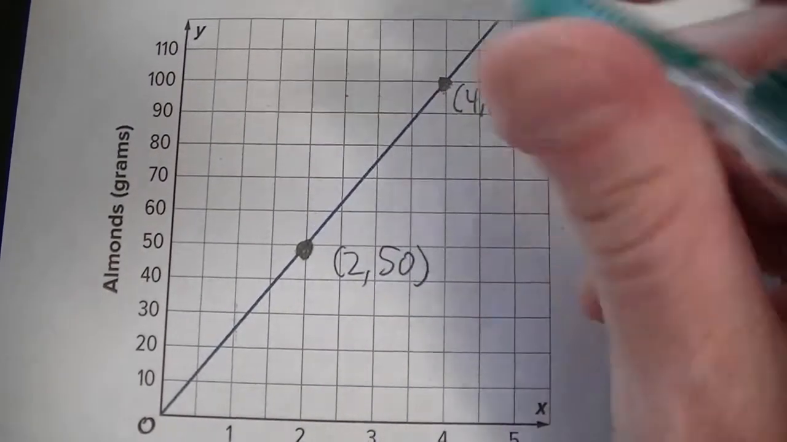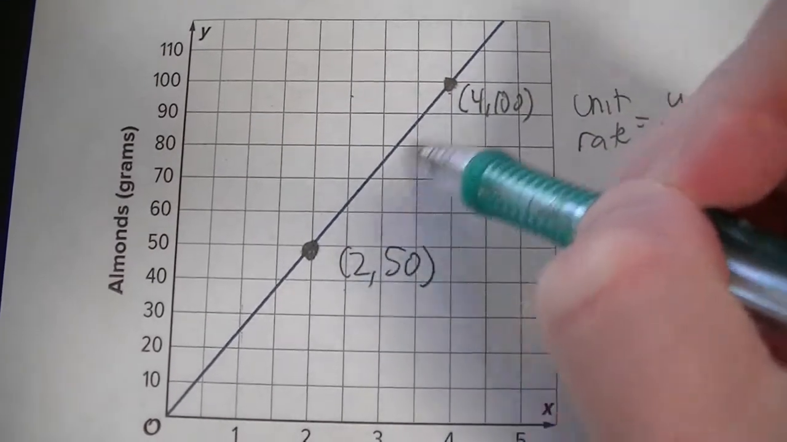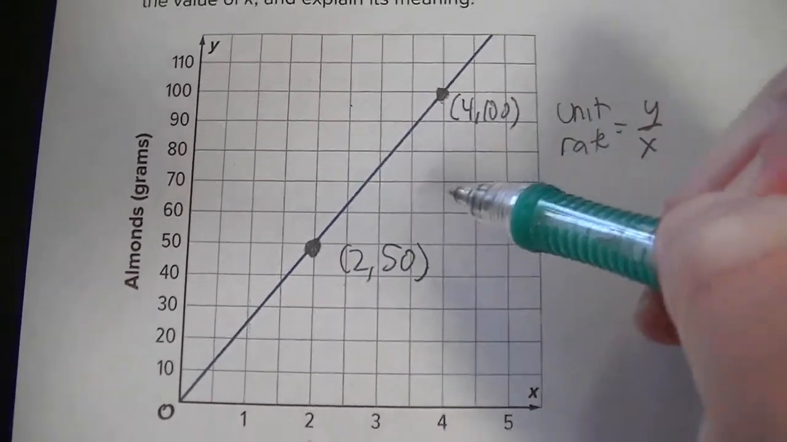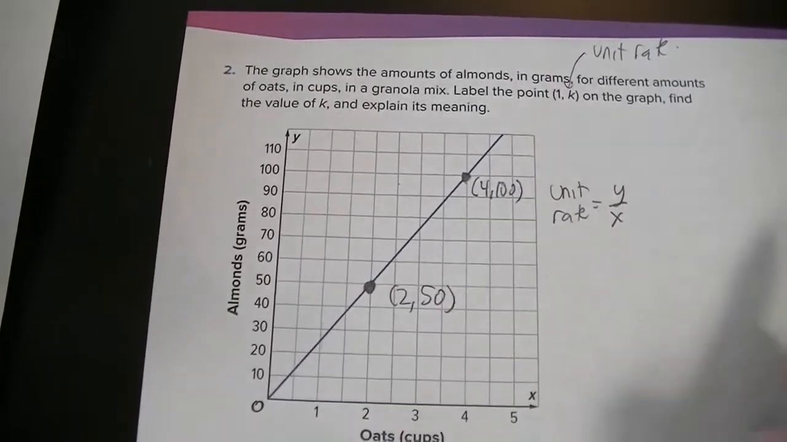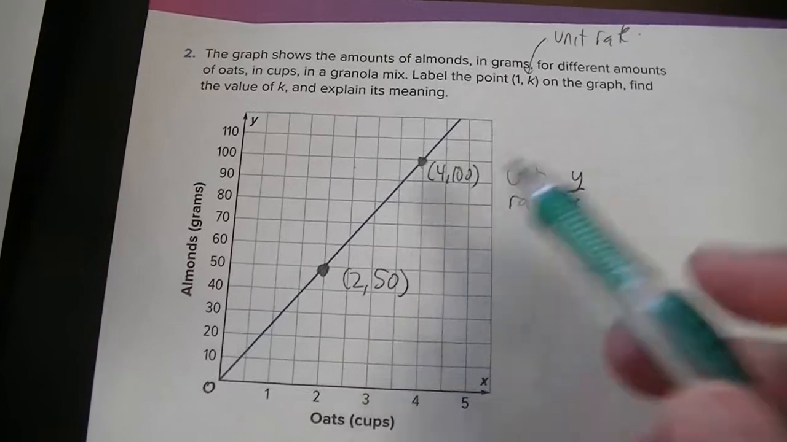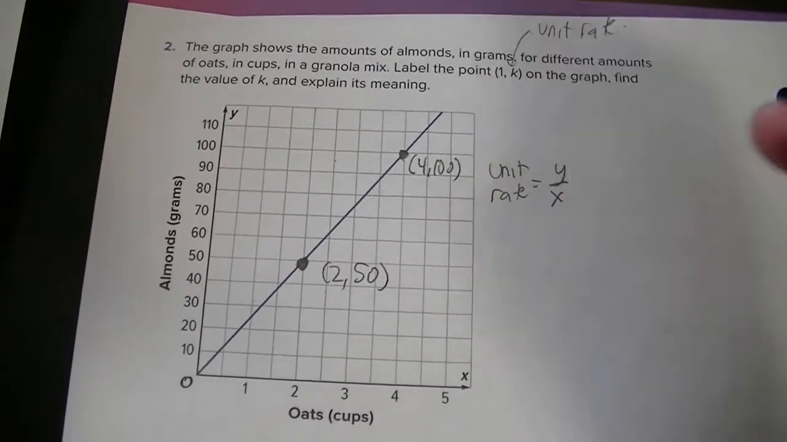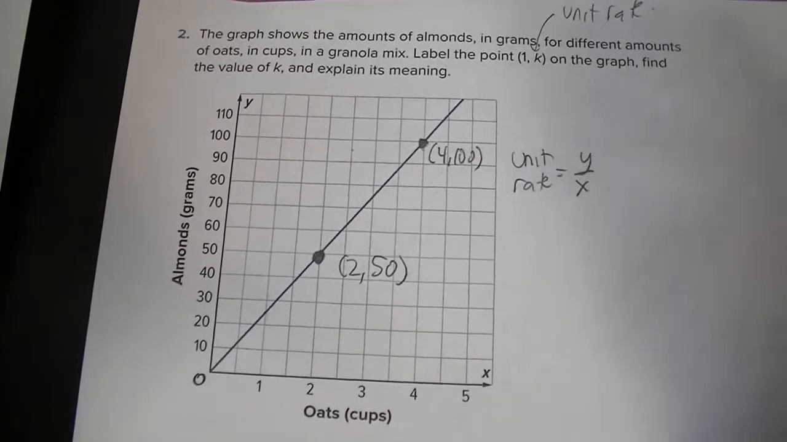Oh, you'll see those points grew proportionally. We just times this by 2 to get this by 2 to get that. We also know this is a proportional relationship because look at that graph. It's linear and passes through the origin. Okay, pick either one to find the unit rate. I'm going to use this one.